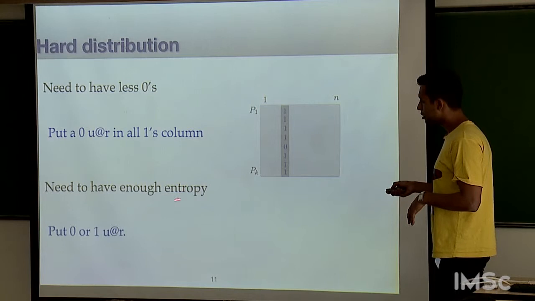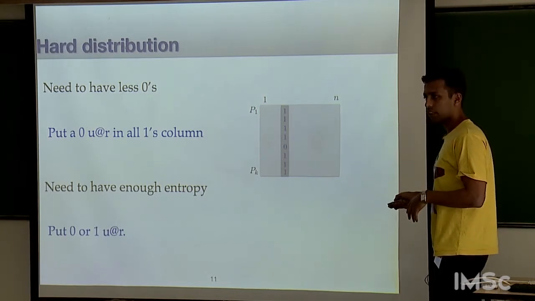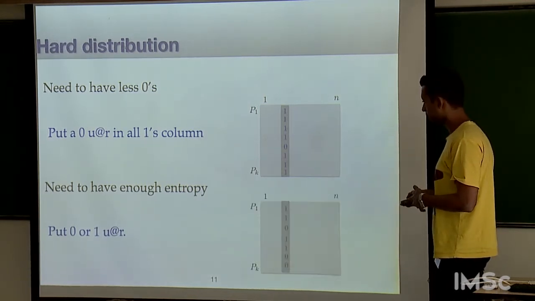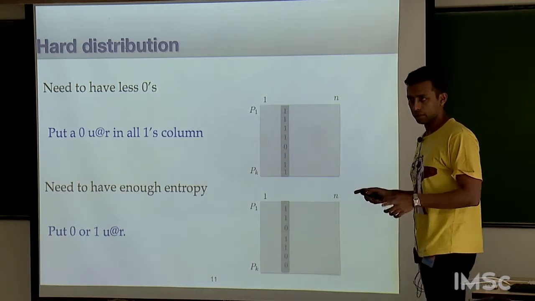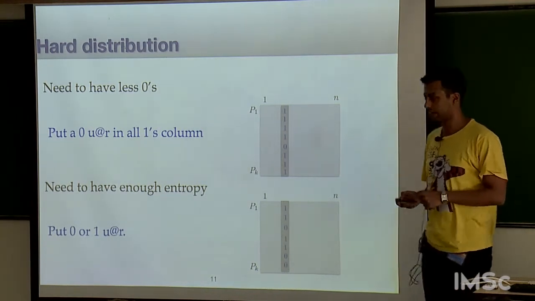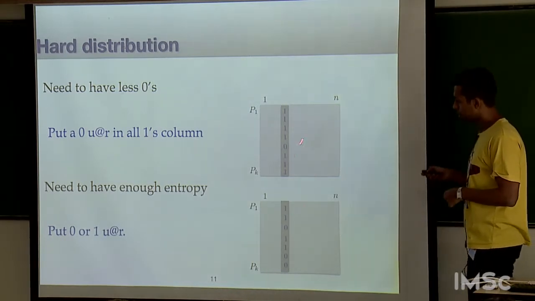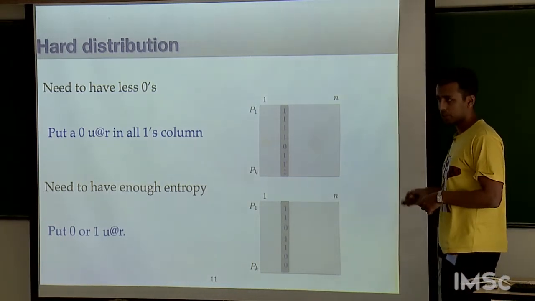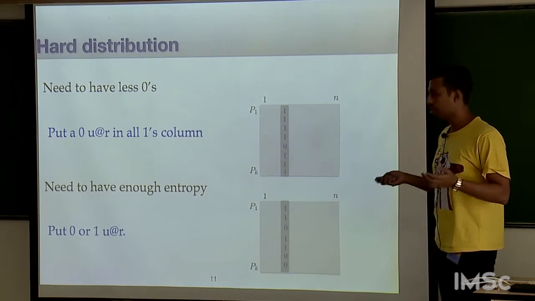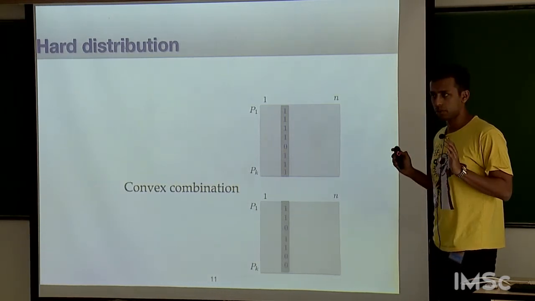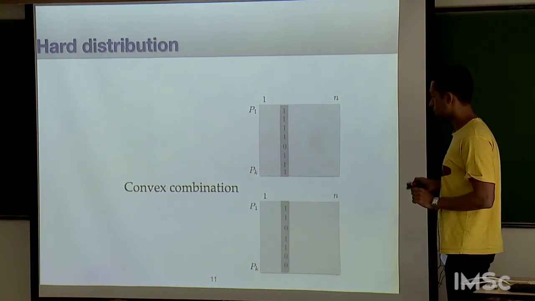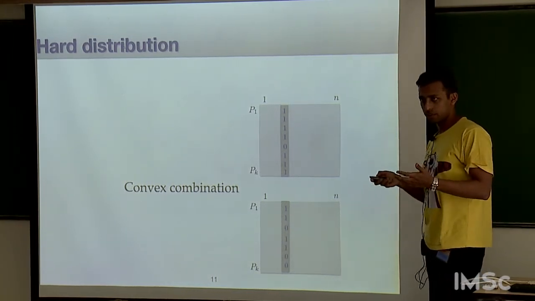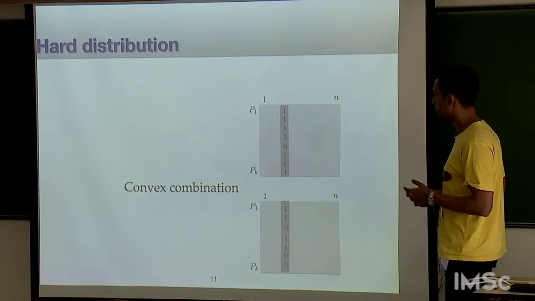And you need to have enough entropy. I will give it as much entropy as I can: I will put every bit to be 0 or 1 uniformly at random, so that the entropy is as much as I can pack. Now you need both properties of the distribution, so what you do is a convex combination of these two distributions. Now we are approaching the hard distribution that we have to design.